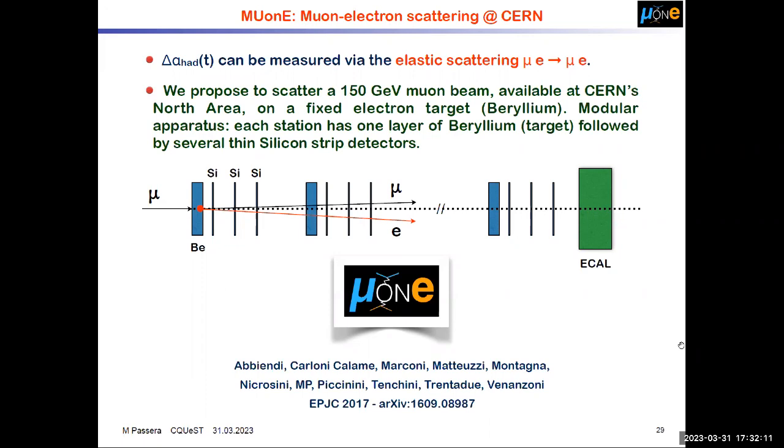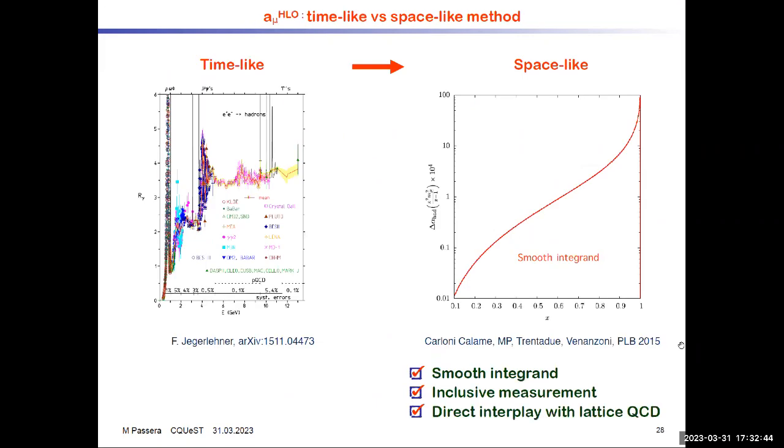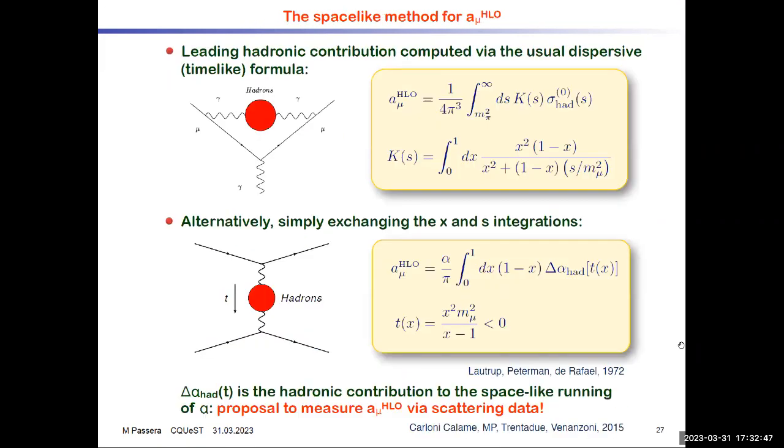And then the idea is to put a fixed target that can be beryllium or carbon, and do a modular apparatus. You shoot muons, you hit electrons, and out of this you get a muon and an electron recorded here. And what you need to do is to put several thin silicon strip detectors and measure these angles very precisely. If you scan the value of theta, the angle, you are scanning the value of q squared. So you're scanning the q squared of the running of alpha. I remind you that the running of alpha enters this bubble that you have here in the t channel of this scattering.